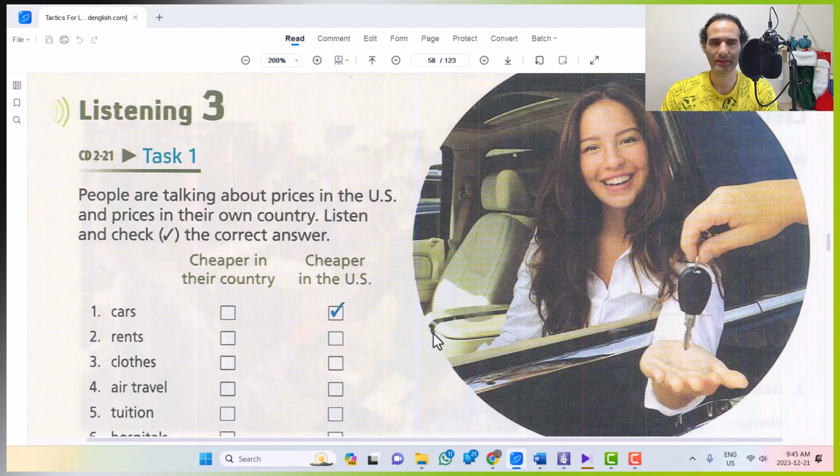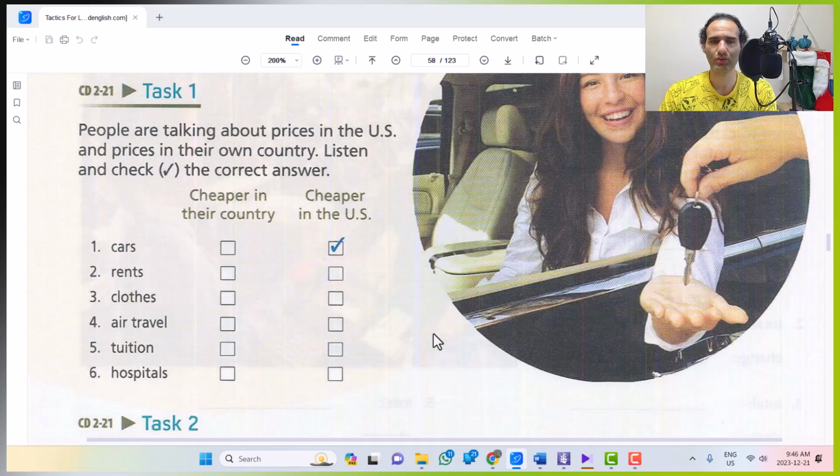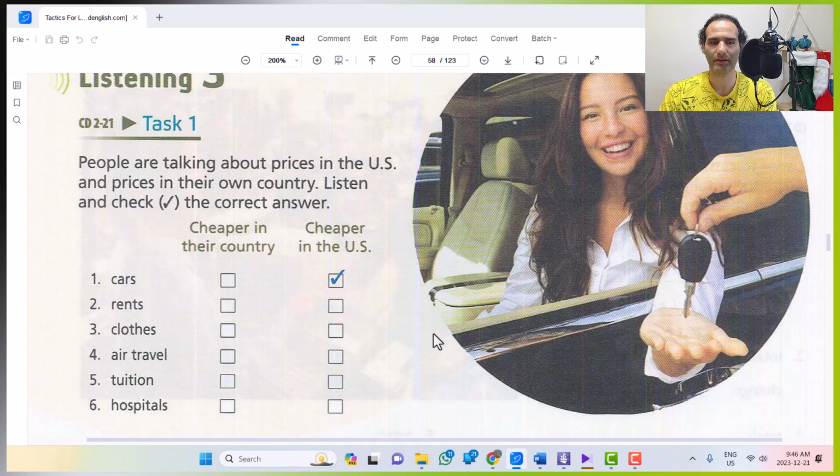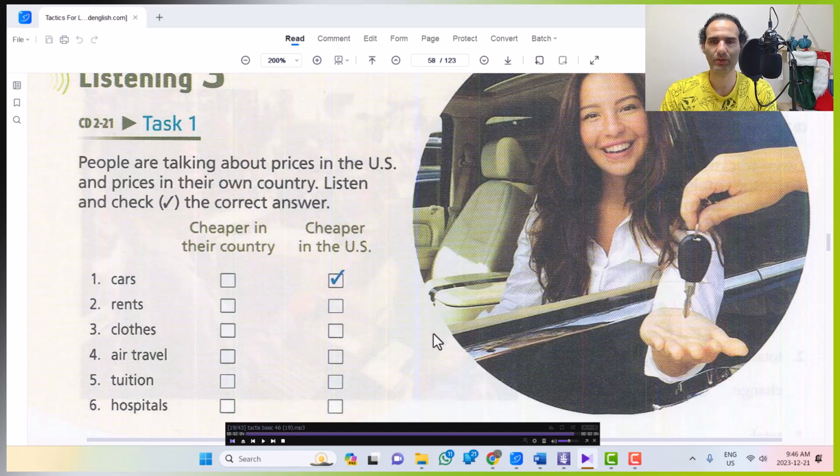And let's go to listening 3. Comparing prices in the United States and in their country. So people are buying things, or at least they are talking about their prices. And they are comparing whether they are cheaper or more expensive in the United States or in their country. Okay? Page 48. Track 21. Listening 3.